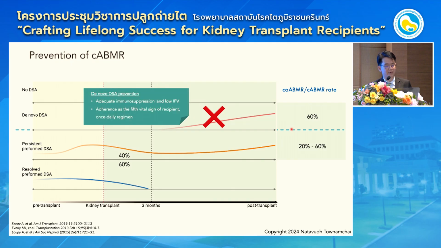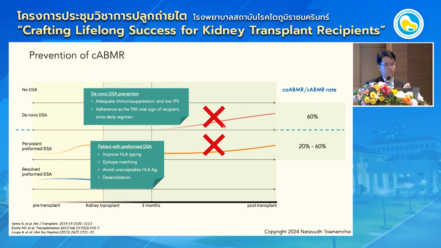First of all, we have to manage the risk of de novo DSA by adequate immunosuppression, by low patient variability, and adherence. For the nephrologist taking care of the patient, adherence is the fifth vital sign. Always, you have to check 4 vital signs, and another one is the adherence of the patient, at every visit, to make sure that the patient's adherence is pretty good and no de novo DSA develops.